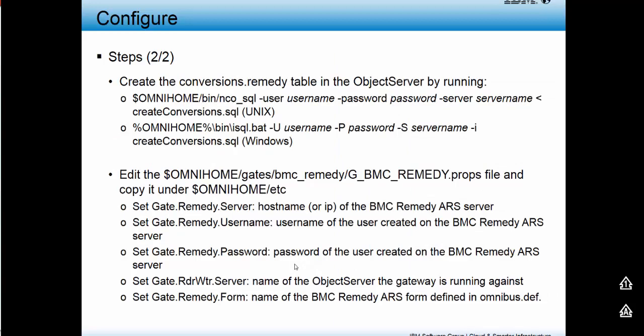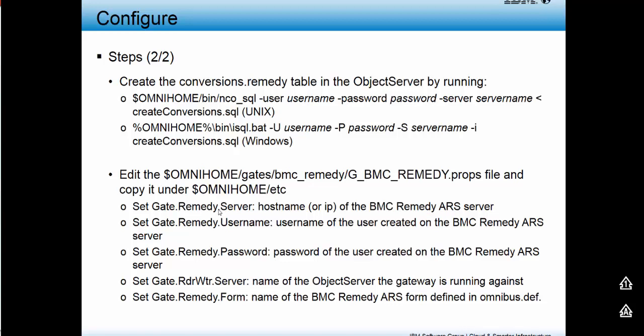Right, so the next step is to go to your object server and create a conversions.remedy table. This is very straightforward. You just need to nco-SQL into the object server and feed it the script that we provide. Again, steps are here. Then you need to edit the default BMC Remedy props file, which is located in your OmniHome Gates BMC Remedy directory. You need to set a couple of properties.